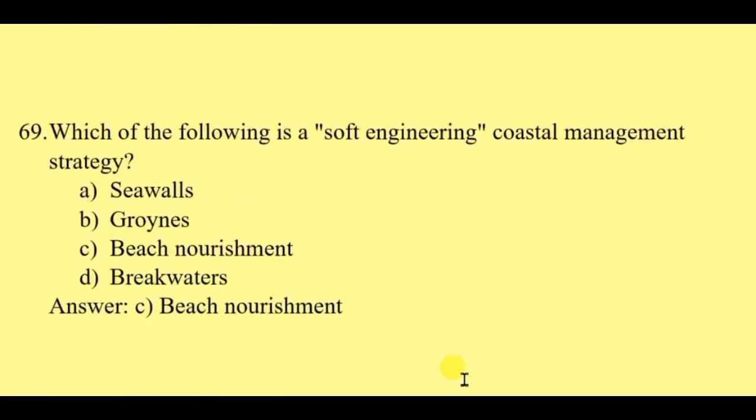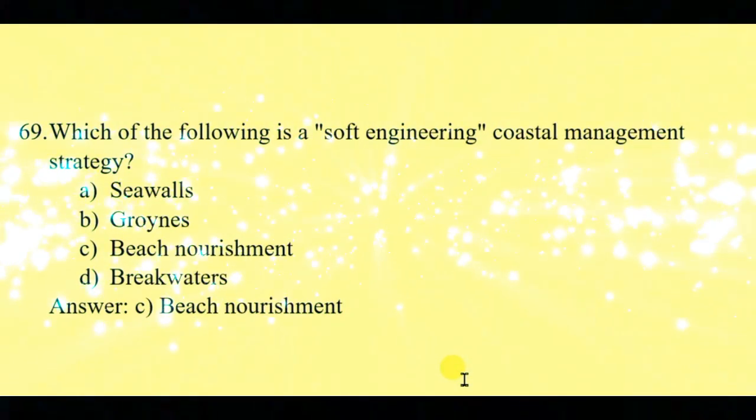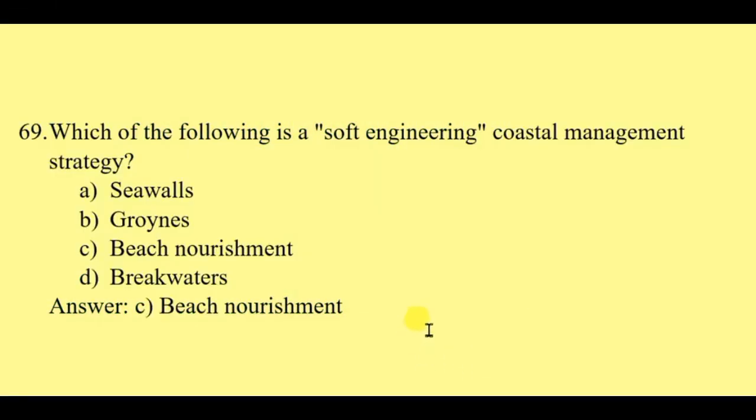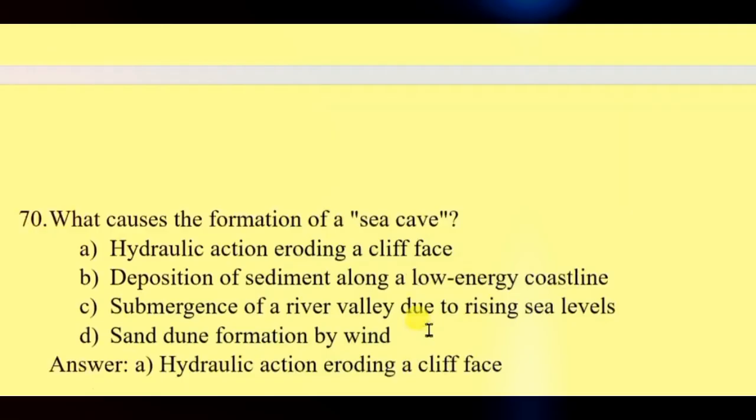Question 69. Which of the following is a soft engineering coastal management strategy? Seawall, drainage, beach nourishment, breakwaters. The correct answer will be beach nourishment. The other three options are hard engineering for coastal management.